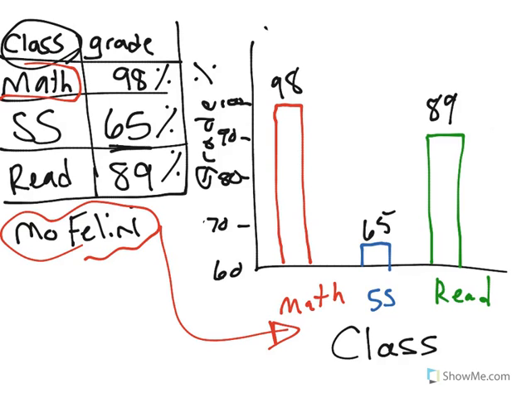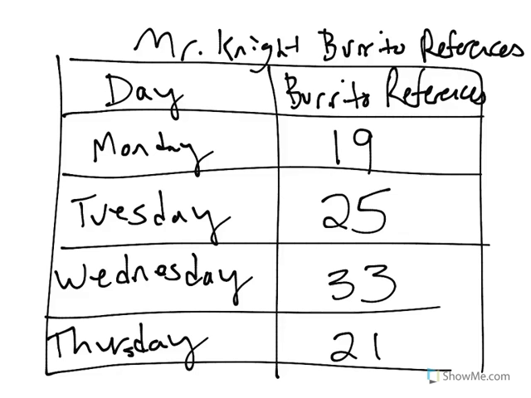What I want you to do now, I'm just going to give you the information, and I want you to create a bar graph for tomorrow. So the information that I want you to use for tomorrow's bar graph is this. It's going to be the day and how many burrito references I made.